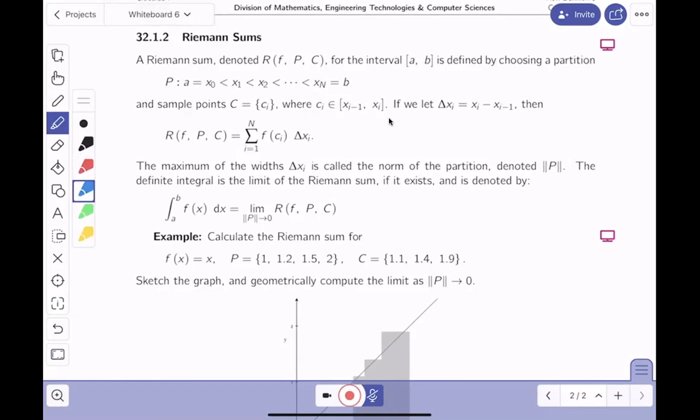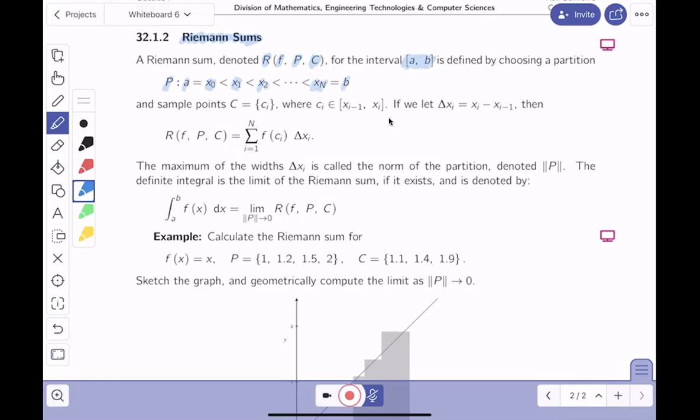These are Riemann sums. Have we done Riemann sums? Yes, we have. What does it say? Riemann sum denoted by, well, that R stands for Riemann. Then they got F, they got P, and they got C. They say the Riemann sum denoted by this for the interval between A and B is defined by choosing a partition P. So now I know P is a partition. We'll talk about this with a concrete example. That starts at A and goes up to B, where they start giving me points along the way.